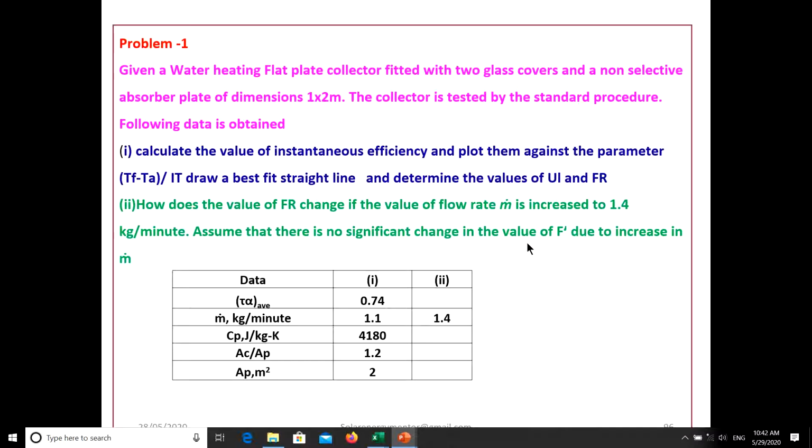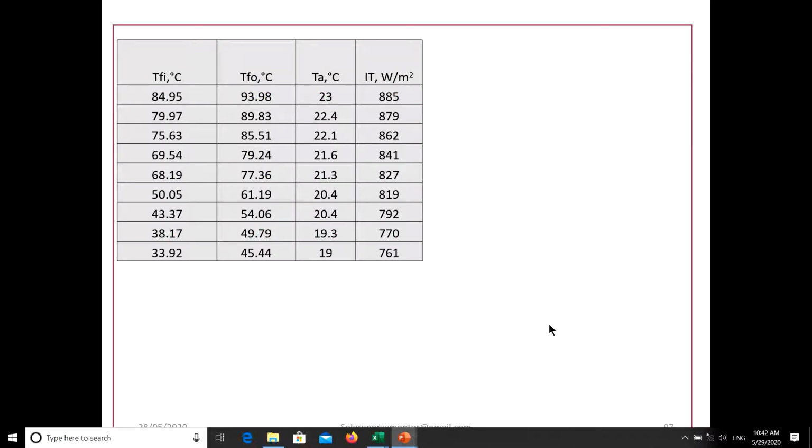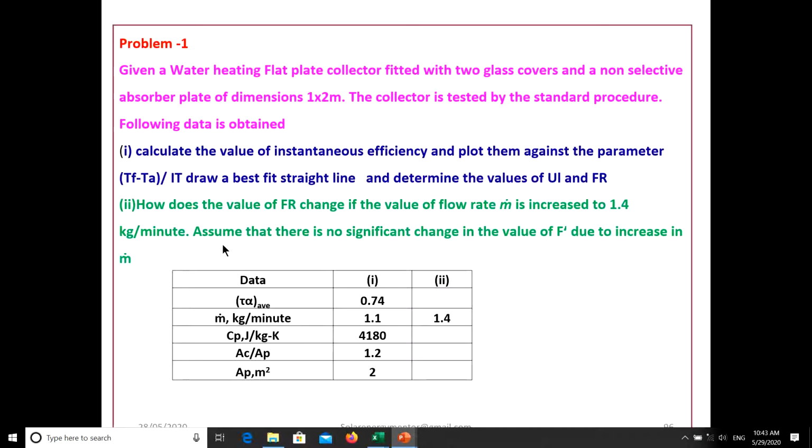So the following data is obtained. This data is given, and in addition to that the data here is also given. The values of TFI are given: collector fluid inlet temperature, collector fluid outlet temperature, ambient temperature, and IT. The values of IT are given. So calculate the value of instantaneous efficiency and plot them against the parameter TF minus TA by IT.